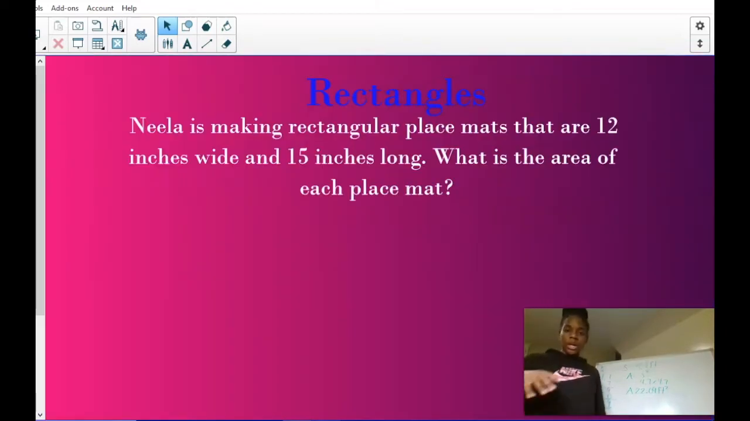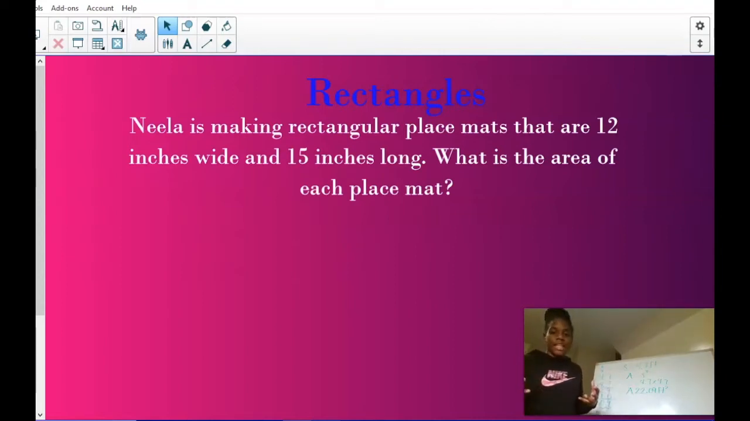Typically, we see word problems and we kind of shy away because it's a lot of words and we don't really want to actually read it out. So please make sure that you read the questions and that you're answering what the question is asking you for. Okay. So here we're going to talk about rectangles. Neela is making rectangular placemats that are 12 inches wide and 15 inches long. Just because they use wide and long as opposed to length and width, it is still the same thing, just different forms of the same word, okay?